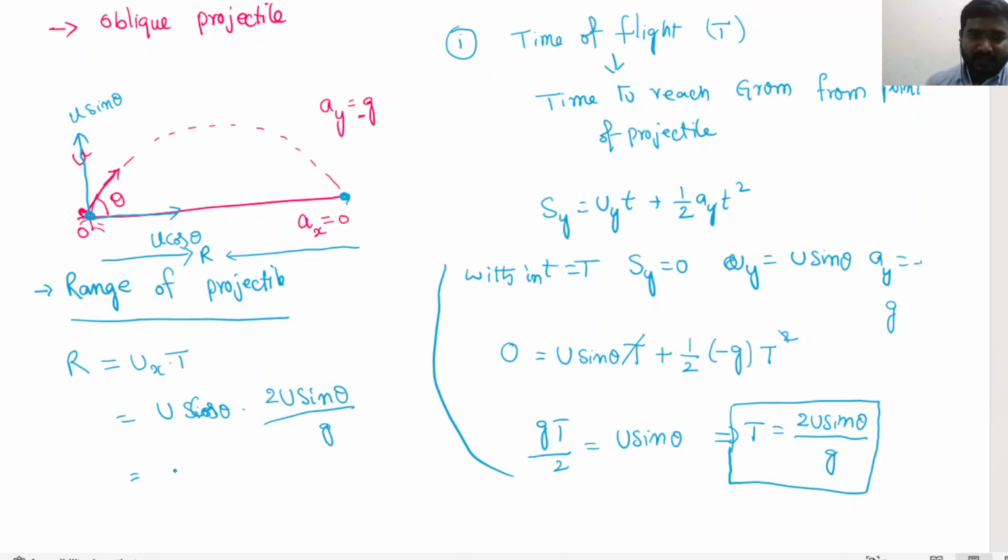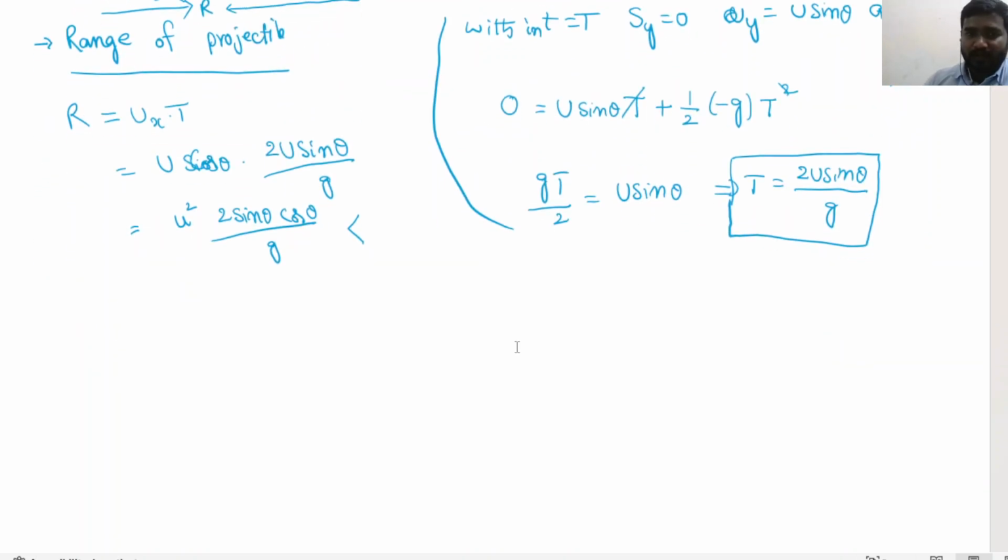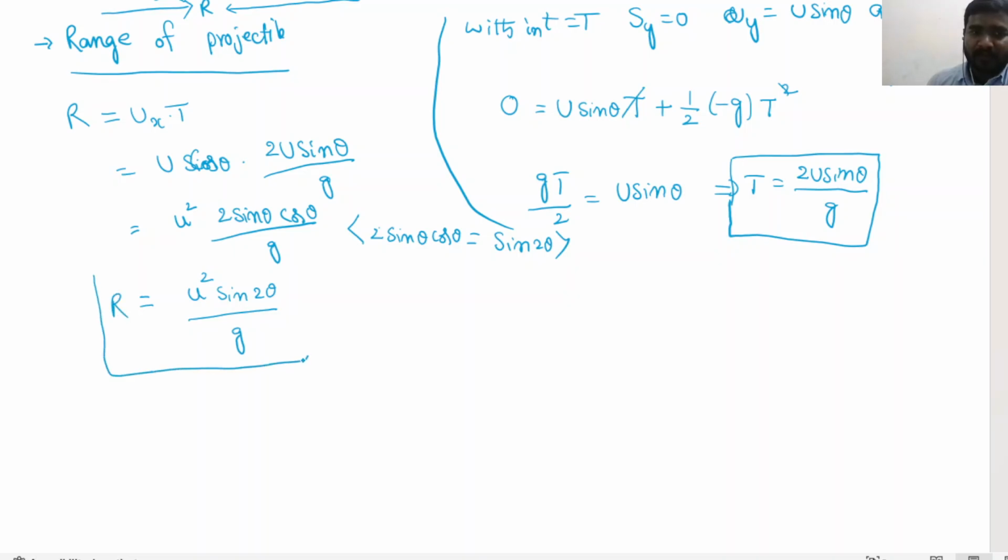Now, if you take this formula, it is u square times 2 sin theta cos theta divided by g. So already you know the formula: 2 times sin theta cos theta you can take as sin 2 theta. Substituting over here, therefore the range of projectile is u square sin 2 theta divided by g. That is the range of an oblique projectile. Keep the formulas properly, Babu. Based on formulas, we will solve the problems. Okay, copy this one.